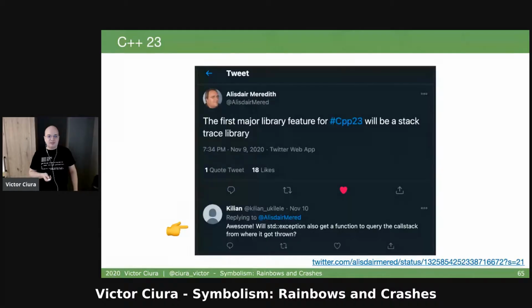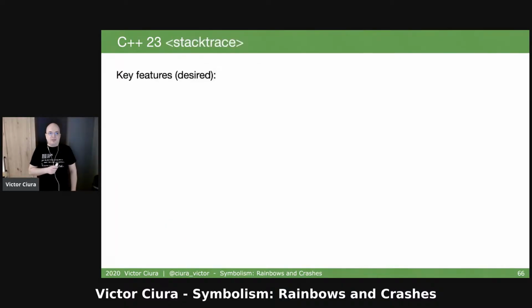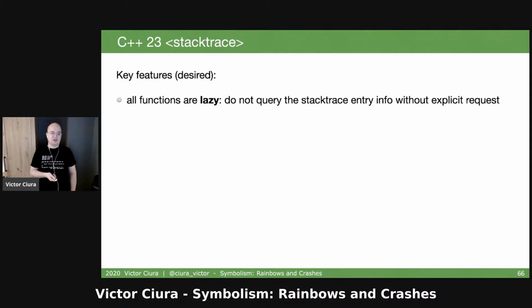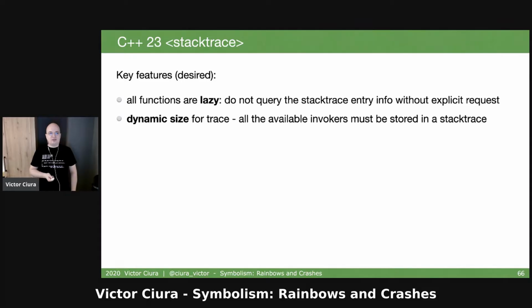So this will be the first major library feature that will be in C++23. So it's basically voted in. It's basically there, just some polish. And key features desired: all functions are lazy, so you don't want to query StackTrace entry information without explicit request. Same thing I told you earlier, stuff that you do on a client, stuff that you have to do when you have to process these things.